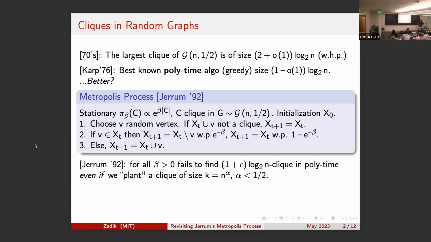He proved that for all beta, even as a function of n, this dynamics will require super polynomial time to hit the 1 plus epsilon log n value. Okay. I mean, perhaps no surprise today, but that's the result. And he made the one crucial observation that created a very interesting literature. He observed that his result still works even if you take the G(n, 1/2) and plant somewhere a huge clique. So even if you have this G(n, 1/2) here, and somewhere you choose k vertices and you form them to be a clique. So you change the distribution here, right? So you take the union with the planted clique on k vertices.